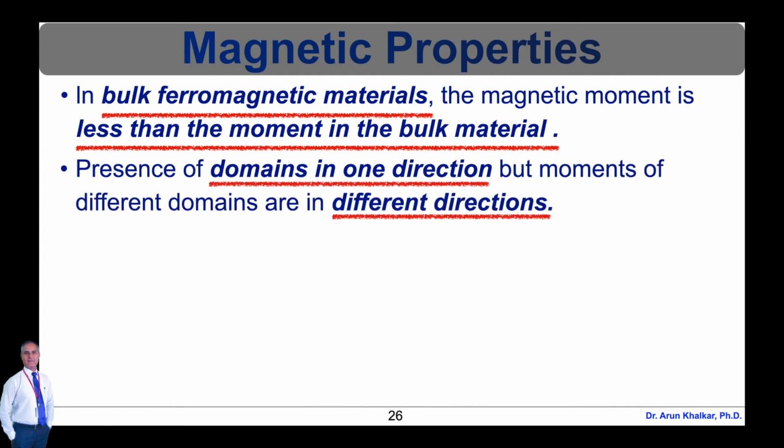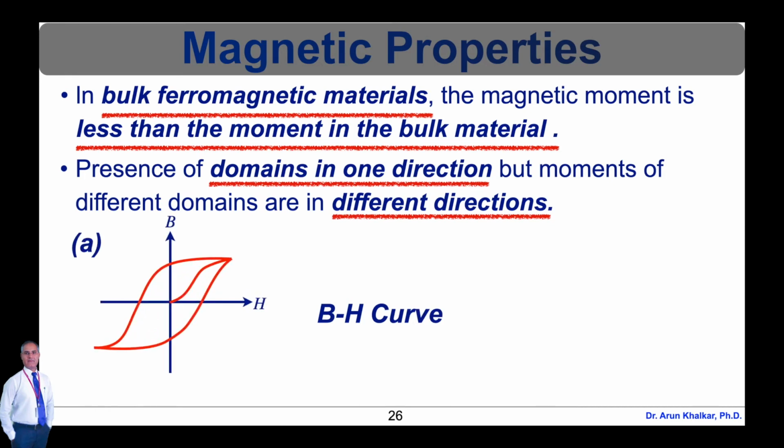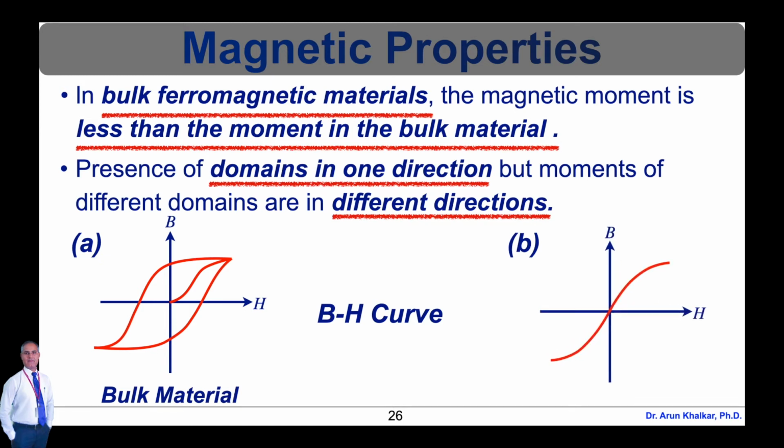When bulk ferromagnetic materials are subjected to alternating magnetic fields, they show hysteresis, for which the BH curve is as shown in this figure A. In nano-sized ferromagnetic particles, essentially consisting of a single domain, there is no hysteresis and the BH curve is as shown in figure B. This variation in the magnetization is due to change in cohesive forces between the atoms when the material is in the nanoparticle form.